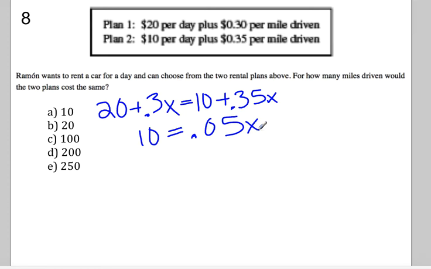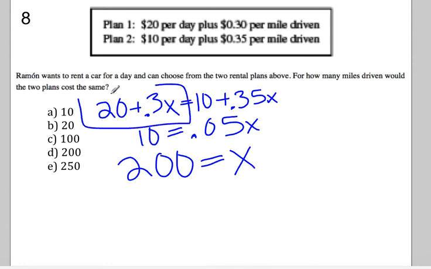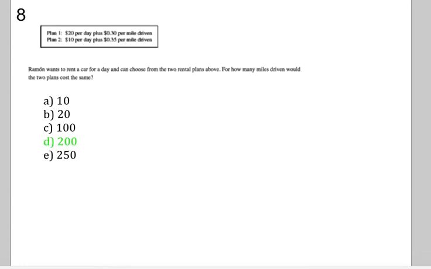You need to multiply both sides by 200. I'm sorry, by 10. But basically, you could divide both sides by 0.05, as that's fine, and you'll get something like 200 equals x. So that would be where your miles are. Again, if you wanted to graph this line and then graph this line, y1 and y2 in your calculator, and just find the intersection, you could certainly do it that way too. But you'll find that the answer, no matter which way you do it, is going to be D, 200.